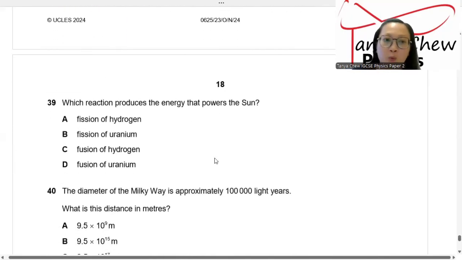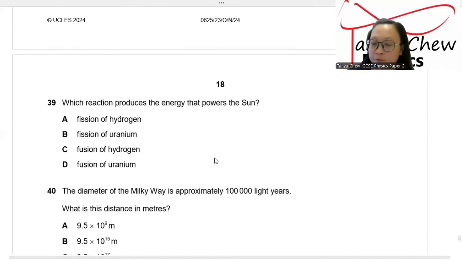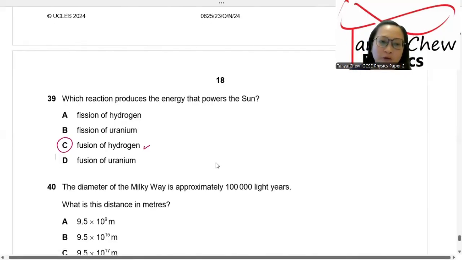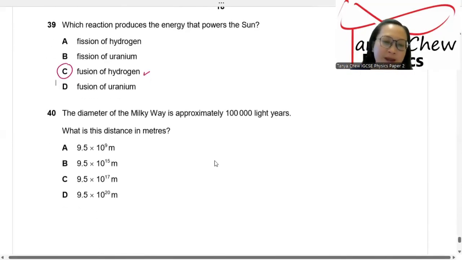Number 39, which reaction produces the energy that powers the sun? Remember the formation of the star? It is fusion of hydrogen. C is the answer. Number 40, the diameter of the Milky Way is approximately 100,000 light years.